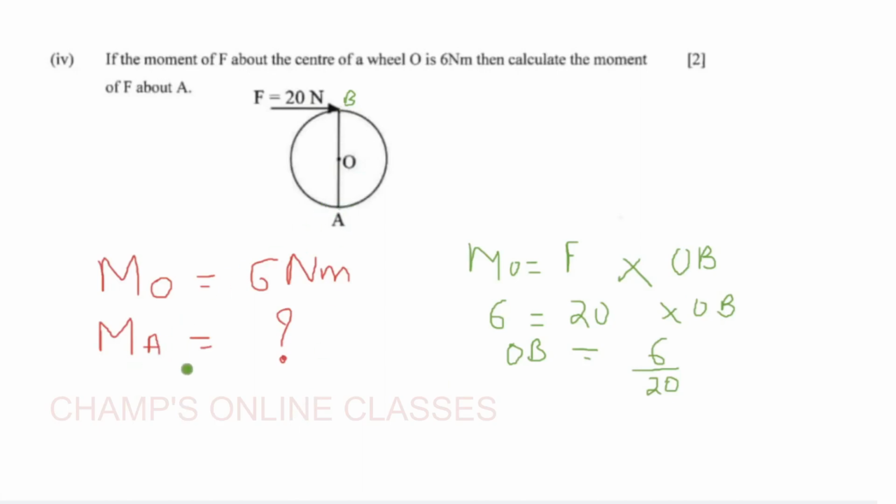Now for MA, what all things we need? MA is equal to force, but this time what is the distance between the force and the axis of rotation? They are asking you about A. So the distance between force and axis of rotation is this. So it is AB. That is your diameter. So OB was radius, diameter will be 2 times radius. So it is 2 times OB.